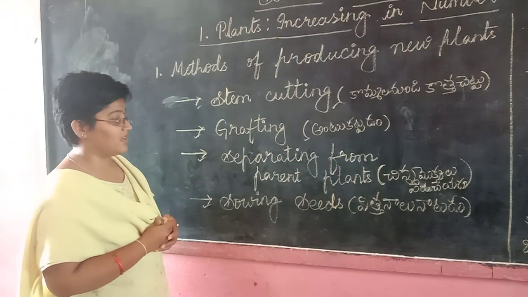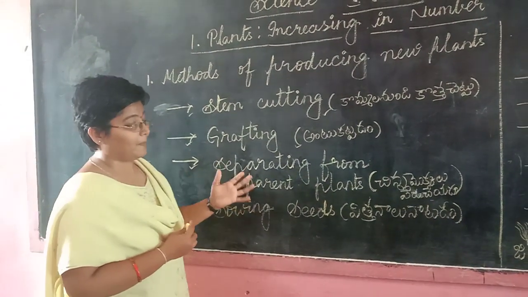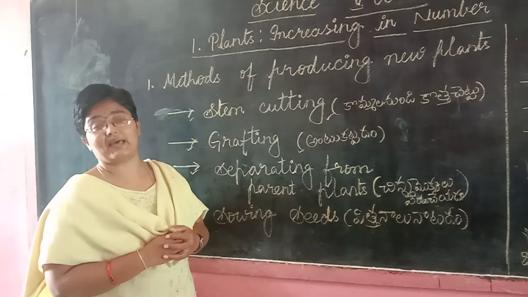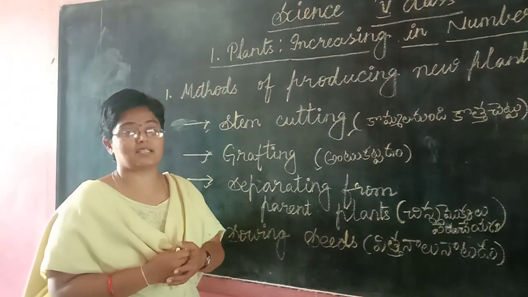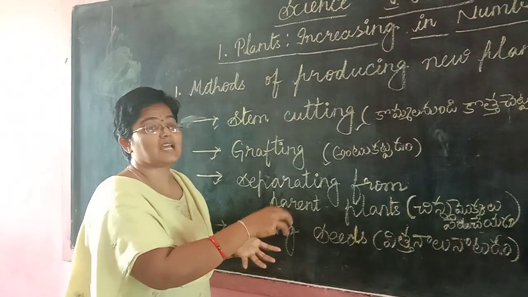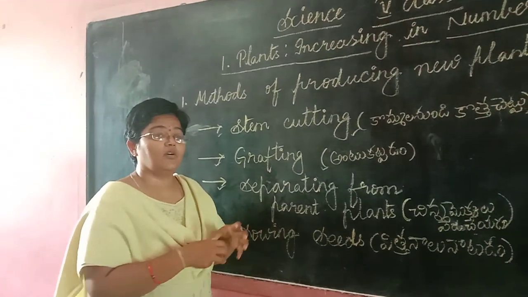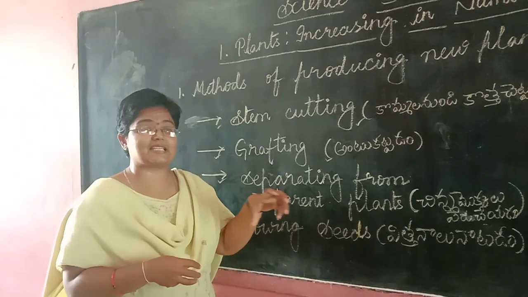Next, coming to separating from parent plant. What is meant by parent plant? The plant which has grown into a large size, and the small plants which are surrounded with small twig-like structures.